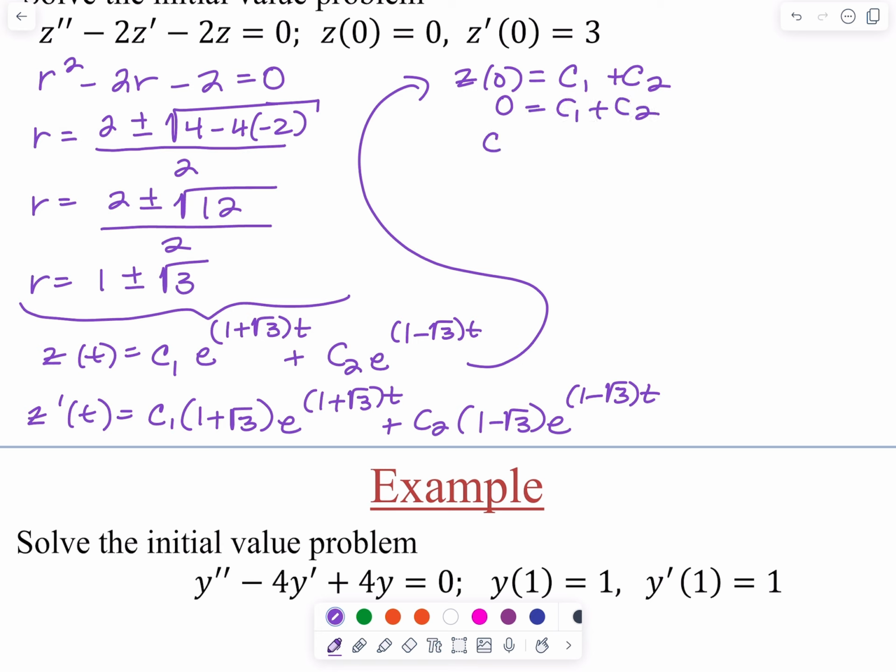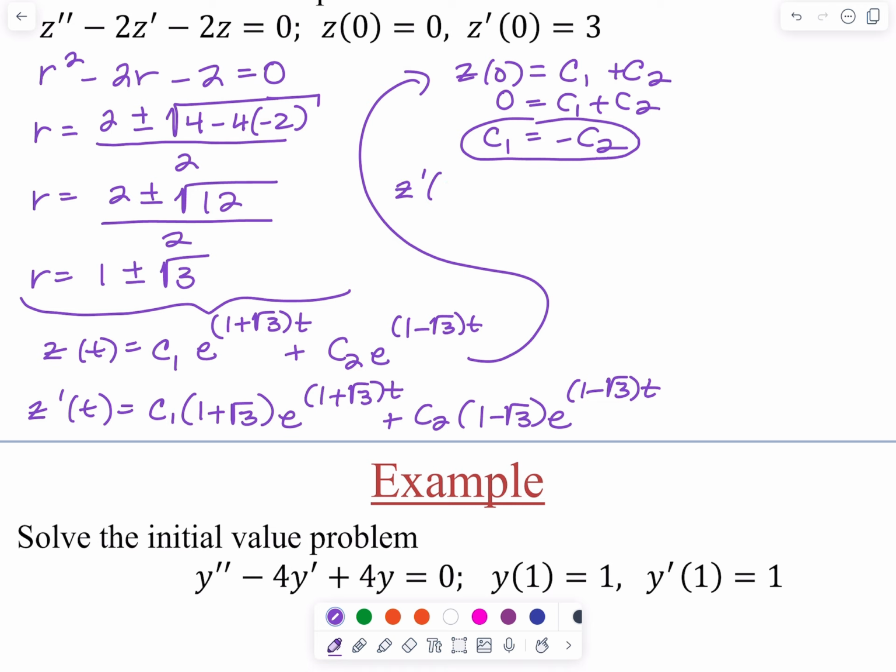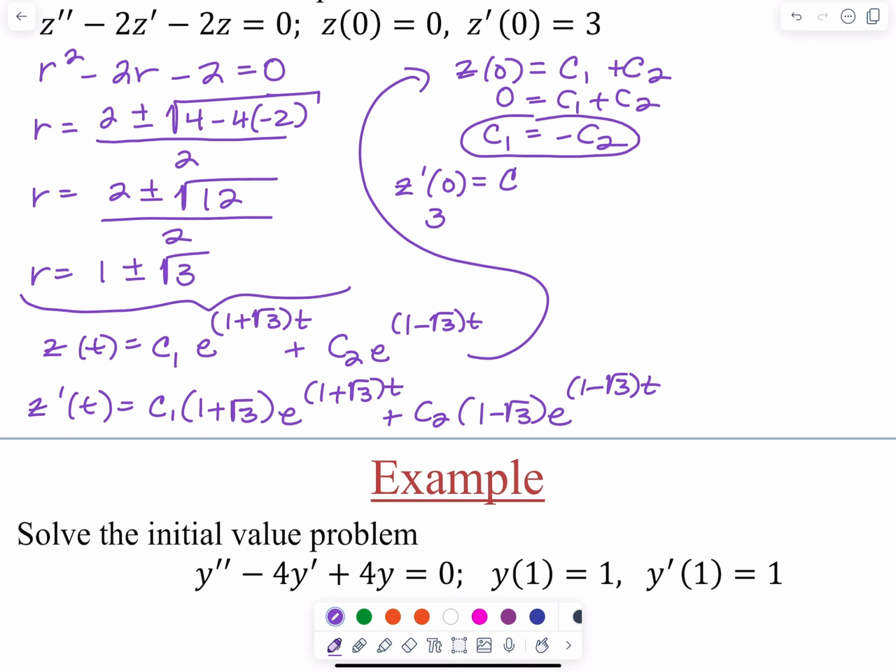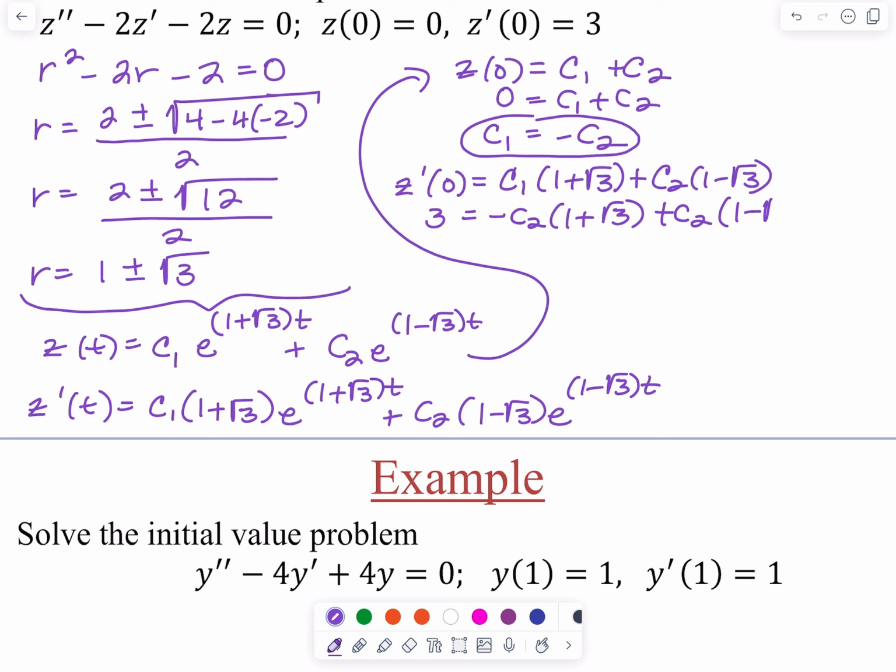And so you could say that c1 is equal to the opposite of c2. That will be handy. And then let's go ahead and look at z prime of 0, which we're saying is equal to 3. And that is c1 multiplied by 1 plus root 3 plus c2 multiplied by 1 minus root 3. And that's going to be equal to 3. We already know that c1 is equal to the opposite of c2, and we'll just do a little algebra.